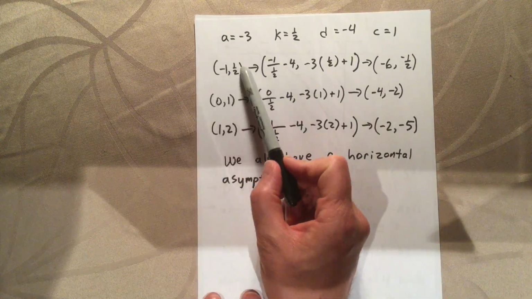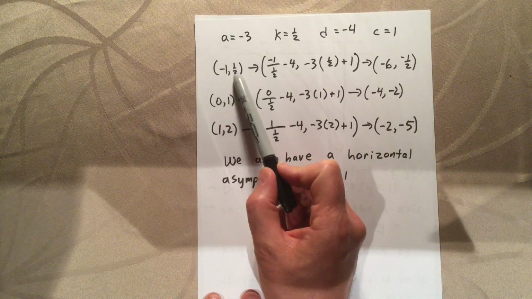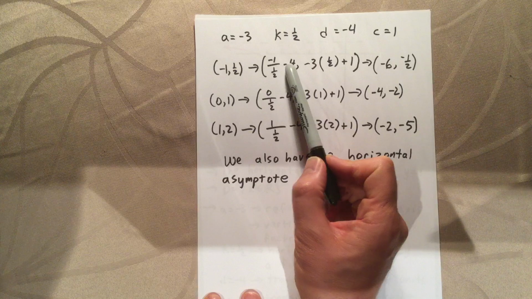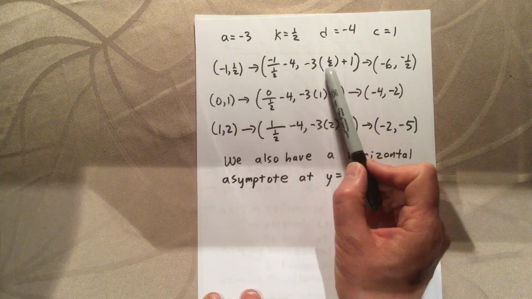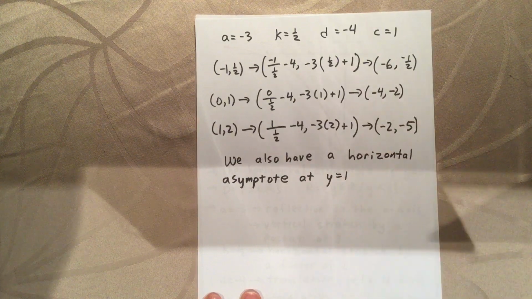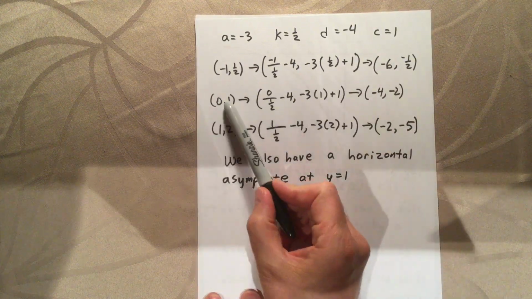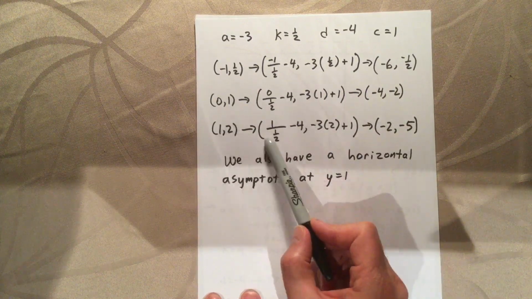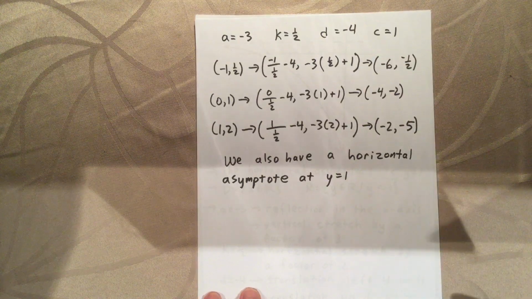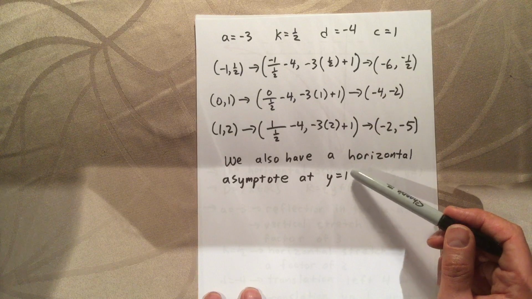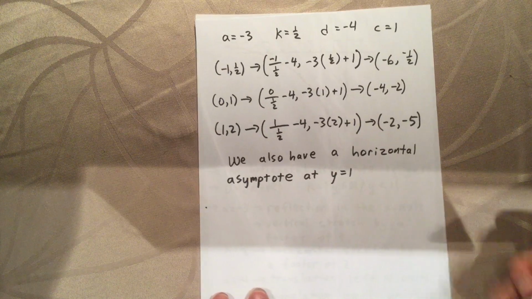Now we take our first point of -1, 1/2, and we put it through this mapping formula: x over k plus d, a y plus c. And when we evaluate this, we get -6, -1/2. Similarly, 0, 1 maps onto -4, -2, and 1, 2 maps onto -2, -5. Note, since we always have a horizontal asymptote at y equals c, in this case that's y equals 1. So we make a note of that as well.